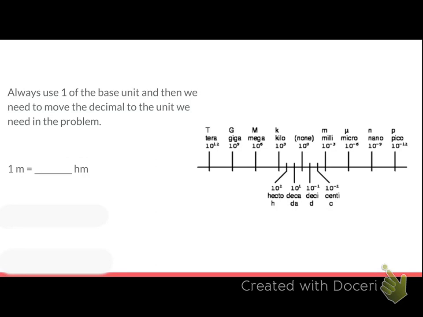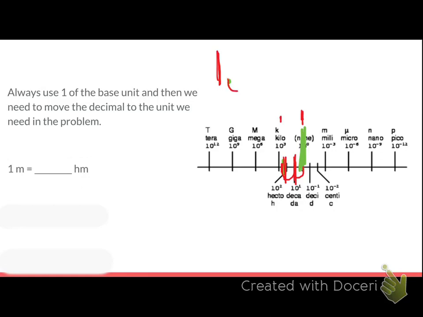So the first thing you want to do, find where your meters are on your number line. So that's going to be right here. That's at my no prefix. That's at my base. Next, go ahead and highlight where your hecto is. So hecto is down on the bottom here. So I'm trying to go from here to here. So if I have 1 meter, it's important to remember where your decimal is on this value. It's right here, after the 1. And I'm going to move that 2 spaces. So I had to move 2 spaces to get from meters to hecto.